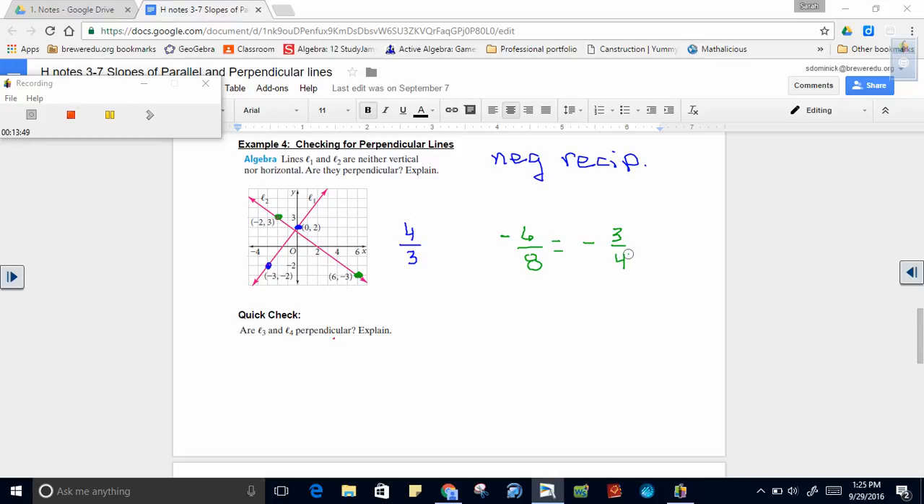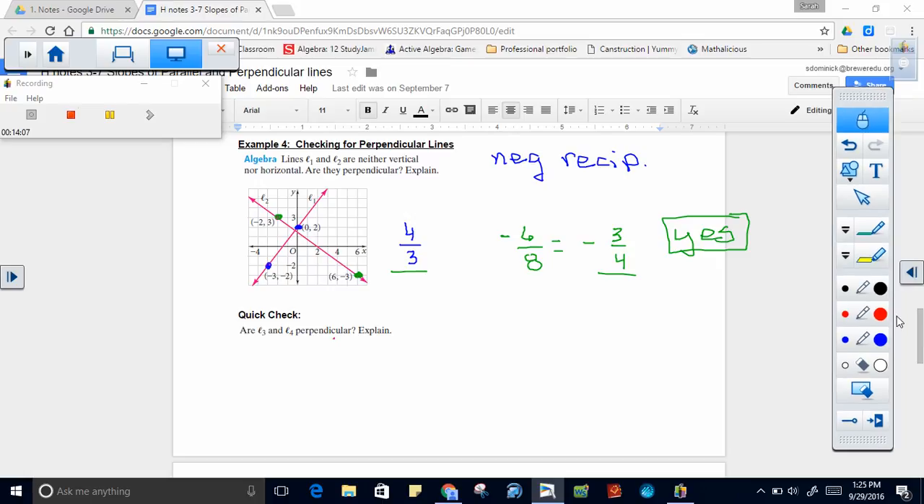This is positive, this is negative, right? I'm comparing this slope to this slope. 4/3, if I were to flip it, would be 3/4. So yes, these are perpendicular. Their slopes are negative reciprocals. Okay?